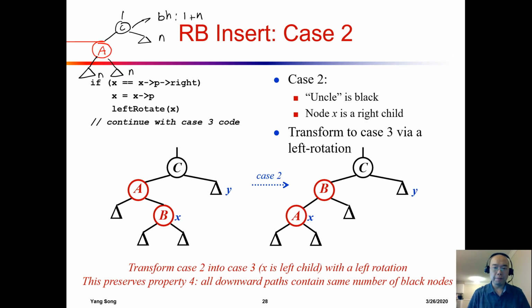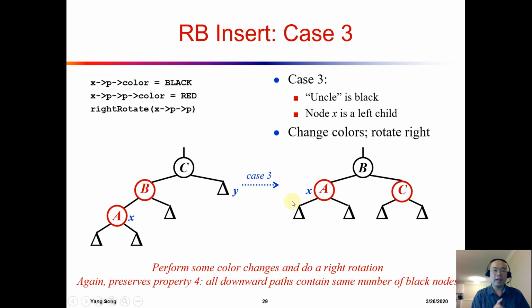So let's step back again. For case two, B's uncle is black. However, B is the right child. We don't want that. We want to do a rotation so that B has a left child A. After that, we have C, B, A, and it transforms to case three. For case three, we do another rotation, and now B is the new root of the subtree, and A and C are both children. We color A and C both red, and B stays black. So now it fixes the tree.